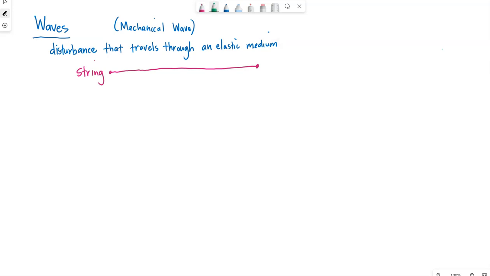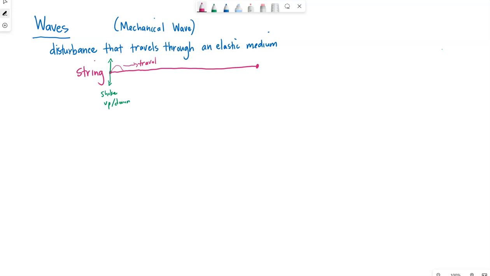If I lift the string up and bring it down really fast, so essentially, I just shake it up and down, there will be a disturbance in the string itself that will then travel down the length of the string.